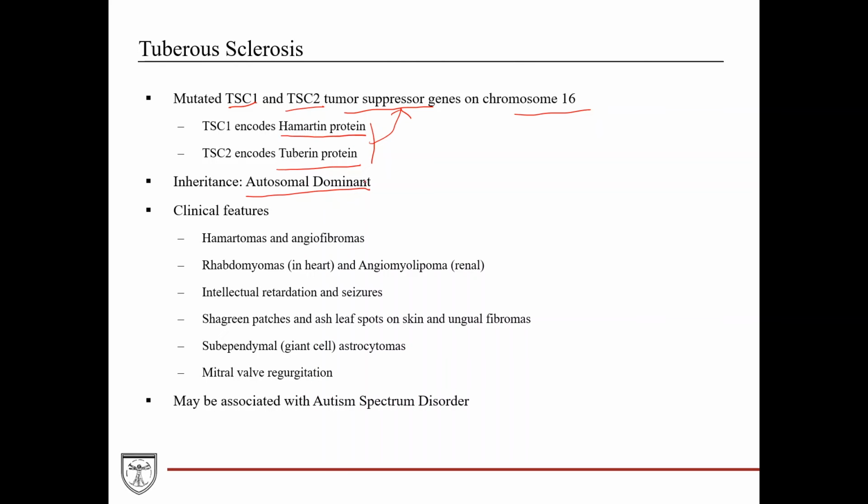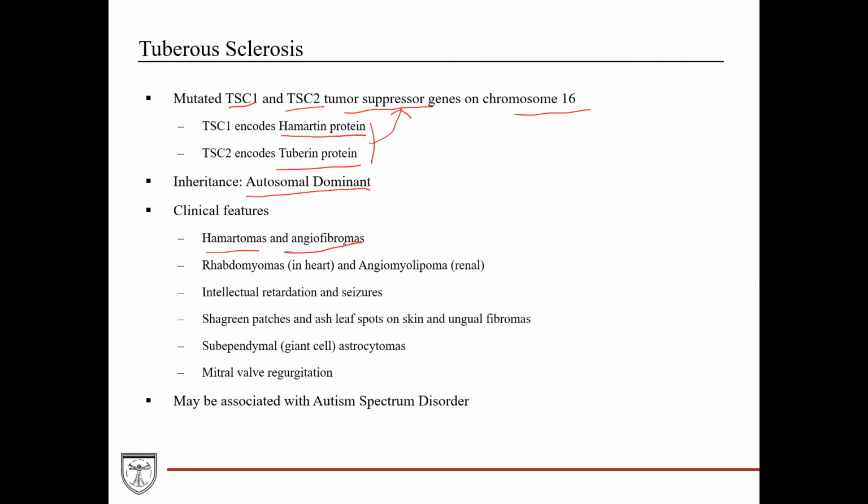Inheritance is autosomal dominant, and they have a lot of unique clinical features. Because these tumor suppressor genes are impacted, they develop a lot of unique tumors that are really rare in the general population, but very common in these patients. So hemangiomas, they're definitely at risk for these. These are benign malformations of cells. They can resemble tumors, so patients are at risk for these. They can be found in different areas throughout the body.